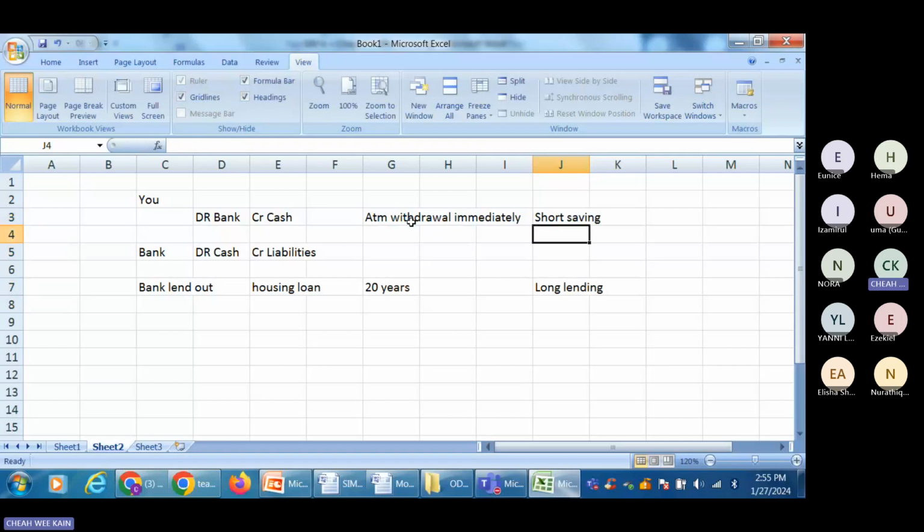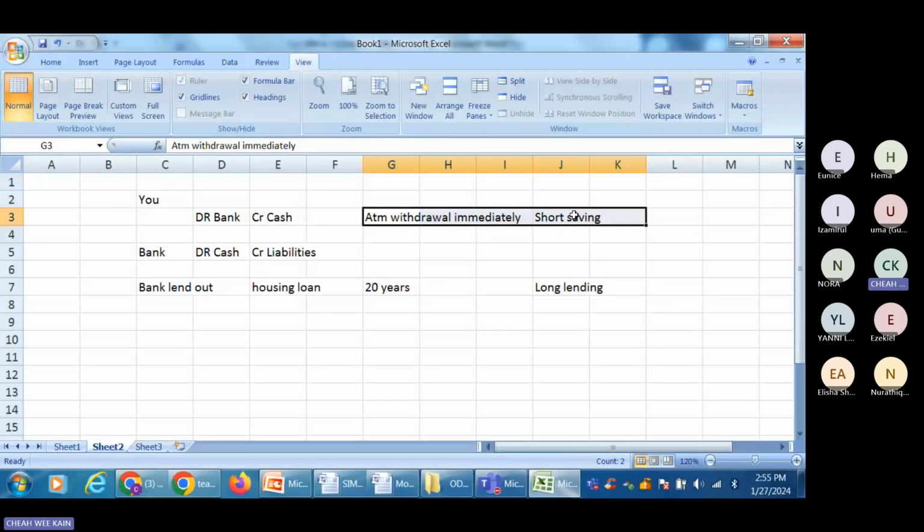Now normally you will still have some balance in your ATM or current account or savings account, so maybe the bank can lend all those balances out. The problem is if you start to draw money out, you go to the ATM machine and start to draw money, the bank must give you the money because it's your savings account, right?